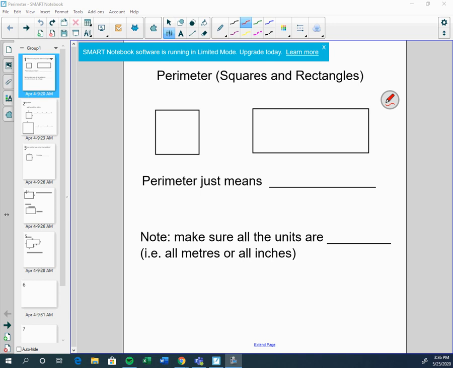This is Unit 5, I believe, Geometry, and this is a quick little lesson on perimeter. I'm sure you guys have taken this in earlier grades. This should be pretty much just a review. This lesson is just going to be on perimeter of squares and rectangles.